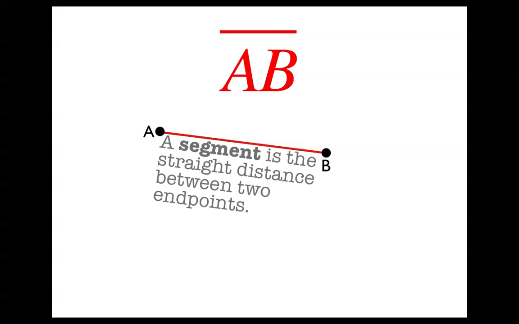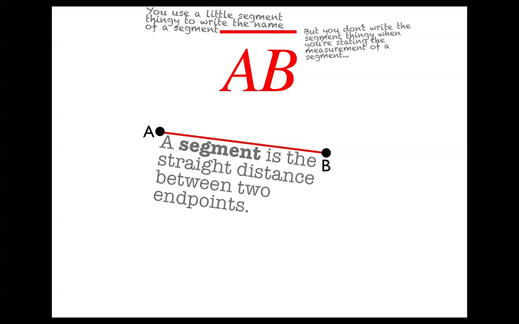Okay? We write the name of a segment by naming the 2 endpoints and putting a little segment above the top of them. And that's how you name this segment. This particular segment is called segment AB. That's how you write it. But you don't write the segment thingy when you're stating the measurement of a segment. So if I told you that this segment was 8 inches long, you would just say AB equals 8 inches. You wouldn't put the little line over it. It's kind of a weird little technical thing in geometry. If you didn't know that, you might want to write that down.